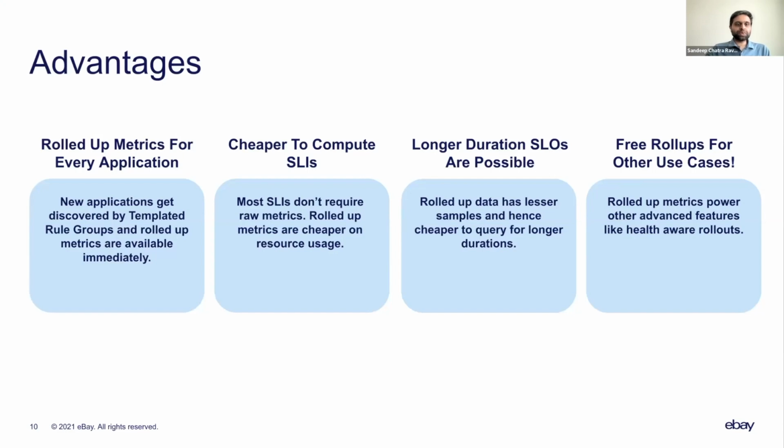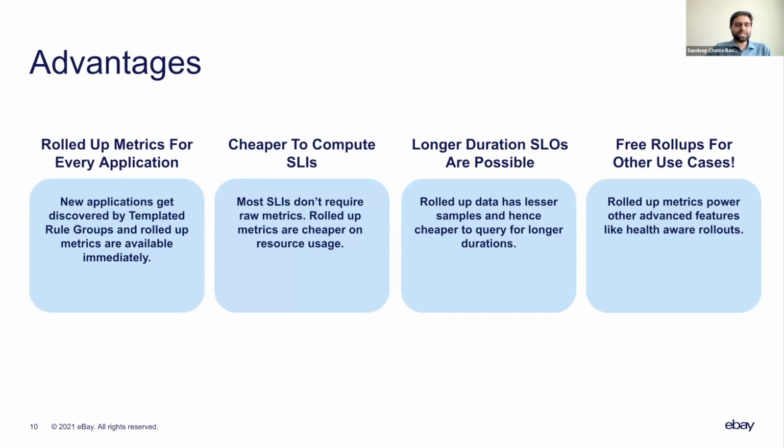These templated rule groups provide us with several advantages. Since we discover all the applications every few minutes and create a new rule group for each application, every new application created will have the rolled up metrics available automatically without having to manually create the recording rule. Computing SLI over the rolled up metrics is significantly cheaper since the cardinality is much lower compared to the raw metrics. And in most cases, computing SLI doesn't require instance level metrics.